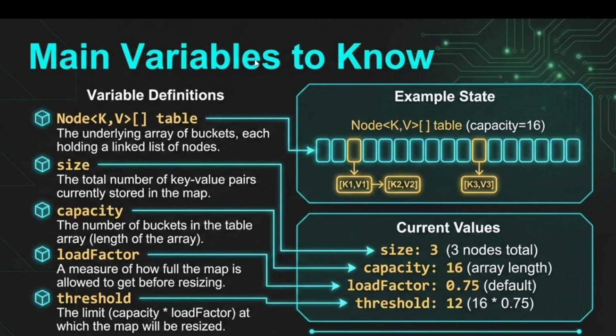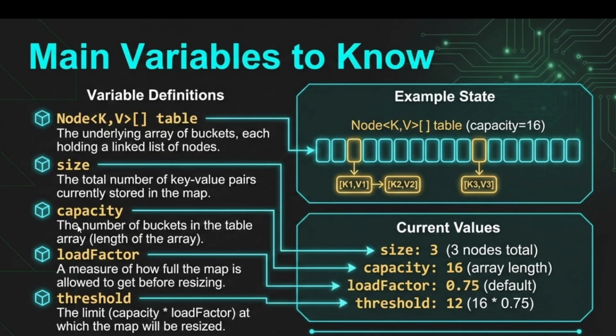So, size is the total number of key value pairs currently stored in the map. If you can see here, the node array table has three key value pairs. This bucket is holding two nodes, and this bucket is storing one node. We have three nodes in total, each node having a key and value pair.